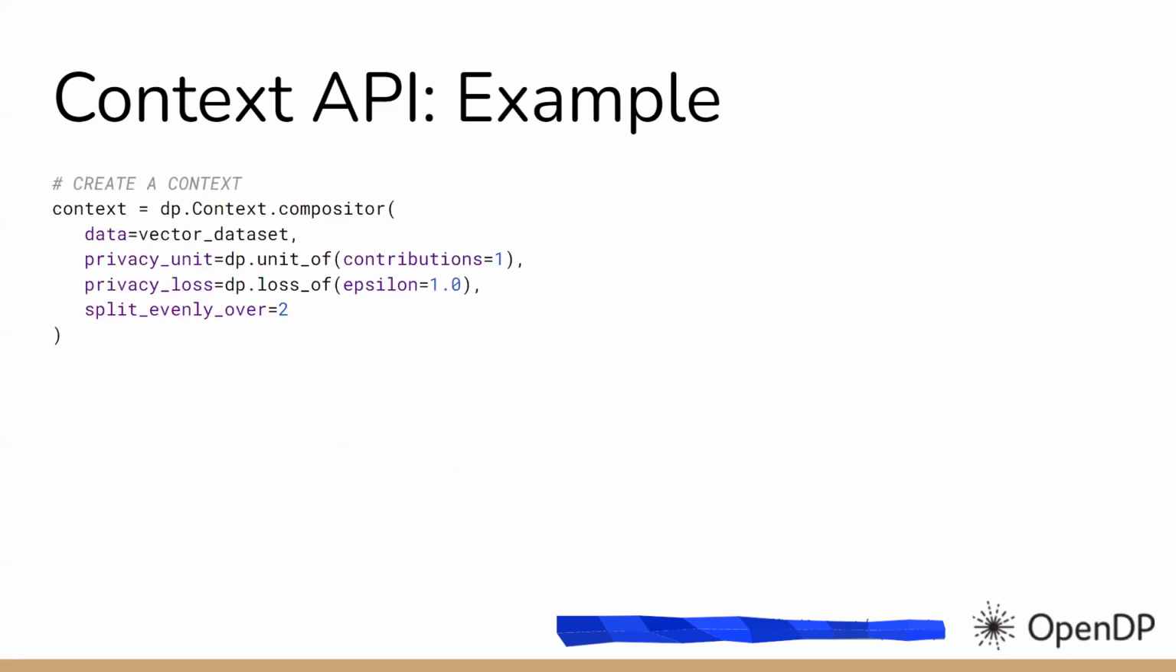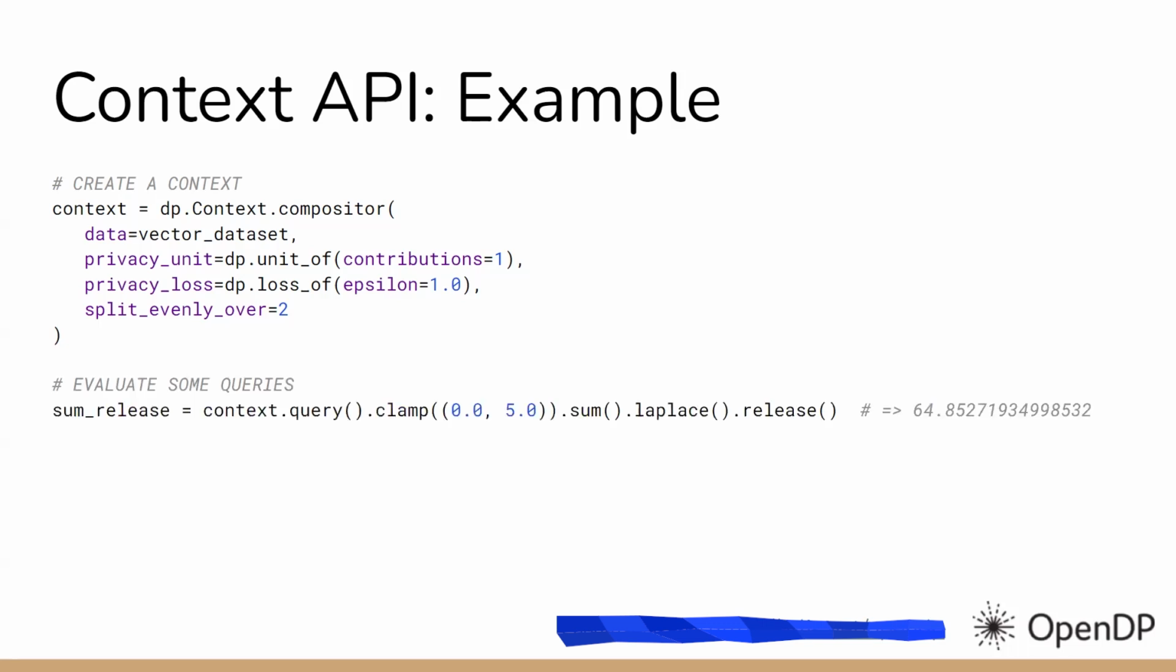An example of this API is, well, in order to build a context, you specify your data, specify your privacy unit, and privacy loss. And this split evenly over argument is one way that you can tell the context how to distribute your budget amongst the queries. So in this setting, we're saying that the privacy unit is the addition or removal of one contribution, and the privacy loss is an epsilon of 1. So the privacy loss will never exceed 1 epsilon. And we're going to allocate 2 queries.